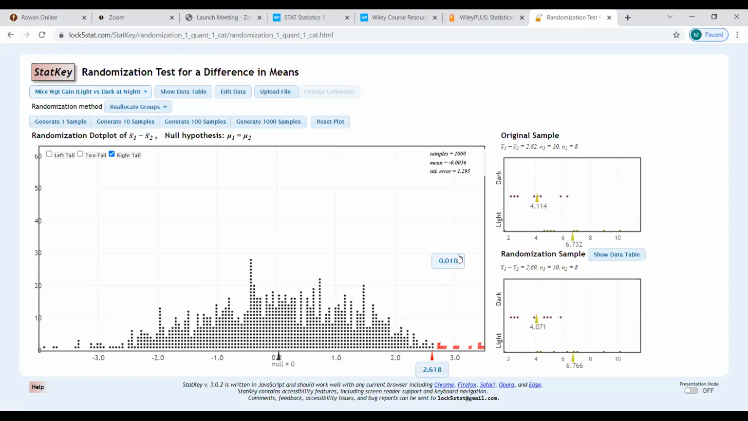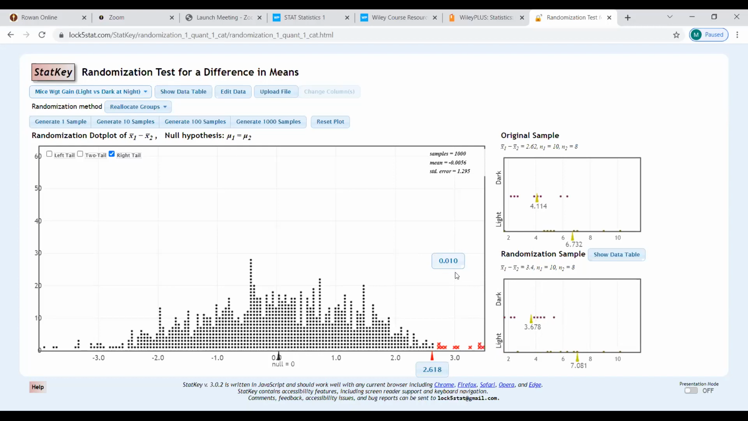And notice what pops up here is 0.01. In other words, 1%. So 1% is the p-value. 1% of all these dots here are samples where the difference in the means between the light group and the dark group is at least as large as or larger than 2.618. Okay, so that is the p-value. That is what we're looking at, and it's very small.